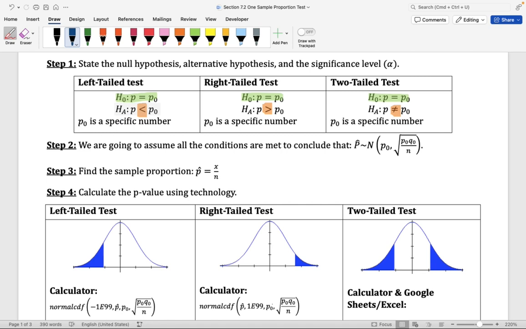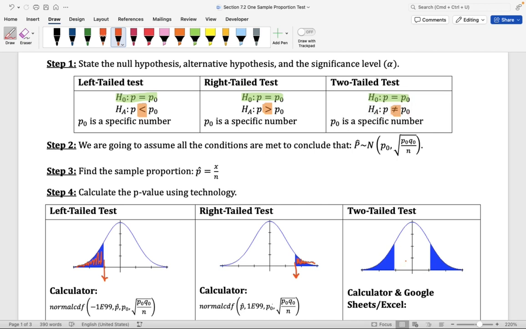If the alternative hypothesis is p less than the claim value, then you're going to be running what we call a left tail test. Notice in step 4, we're going to be finding the p-value by finding the area on the left tail. If the alternative hypothesis states that p is greater than p naught, then we're conducting a right tail test. Here in step 4, when you're finding the p-value, you're going to be finding the area on the right tail.